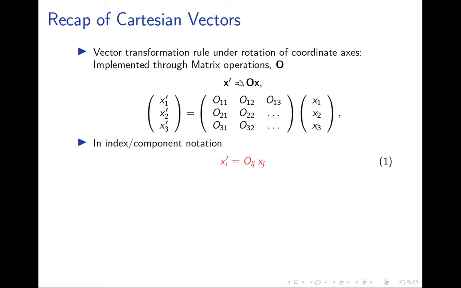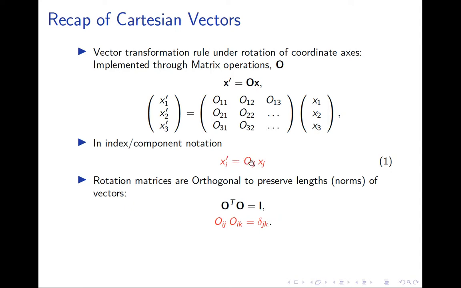Now this equation in boldface can also be written in terms of indexed objects. For example, I can take the i-th component of both sides, so x prime i, and OX, this is the matrix product. We know how to take the matrix product. The column index of O must meet the row index of X, which is something like this, right? So x prime i equals O_ij x_j. This is an important formula because we will need it. That's why I demarcated this in red.